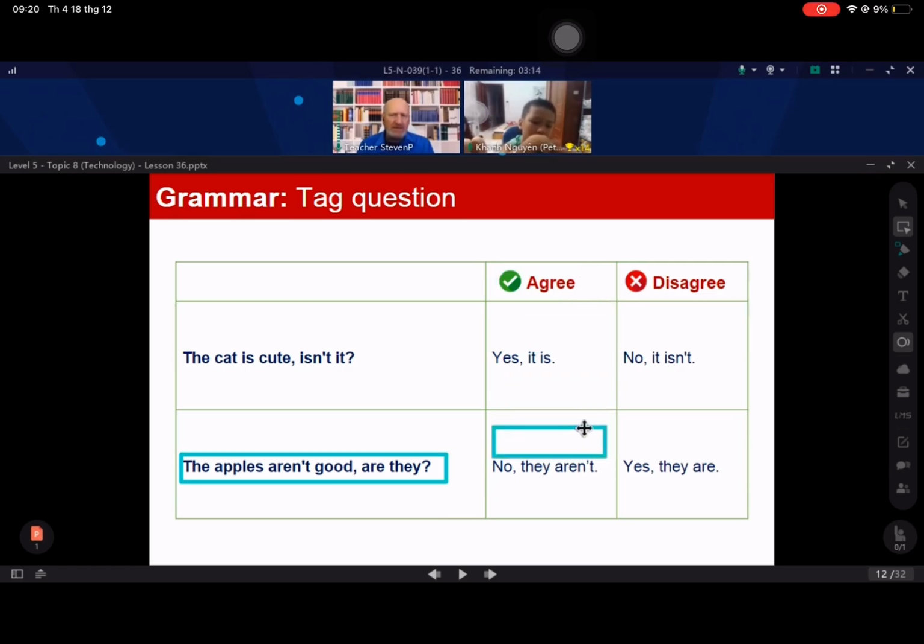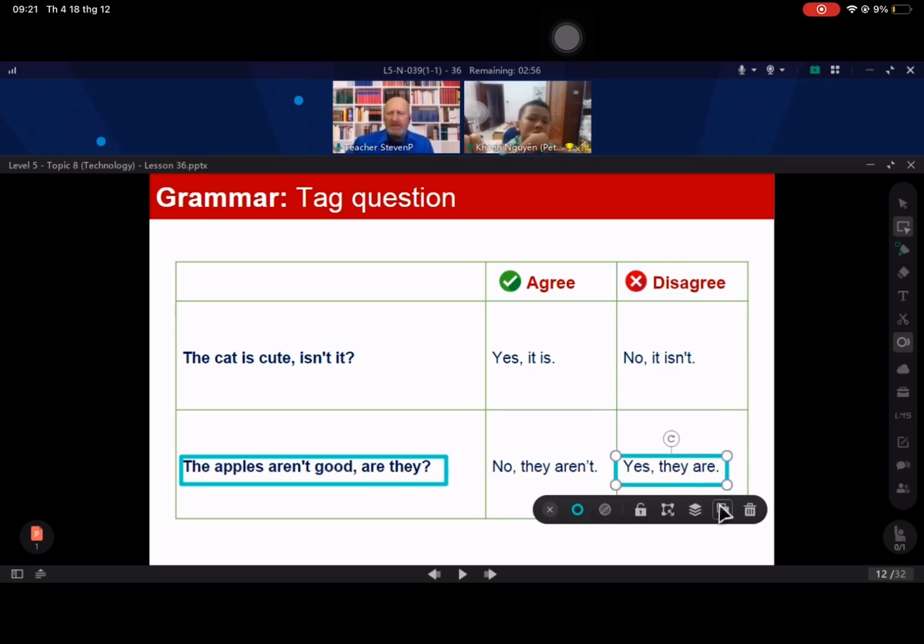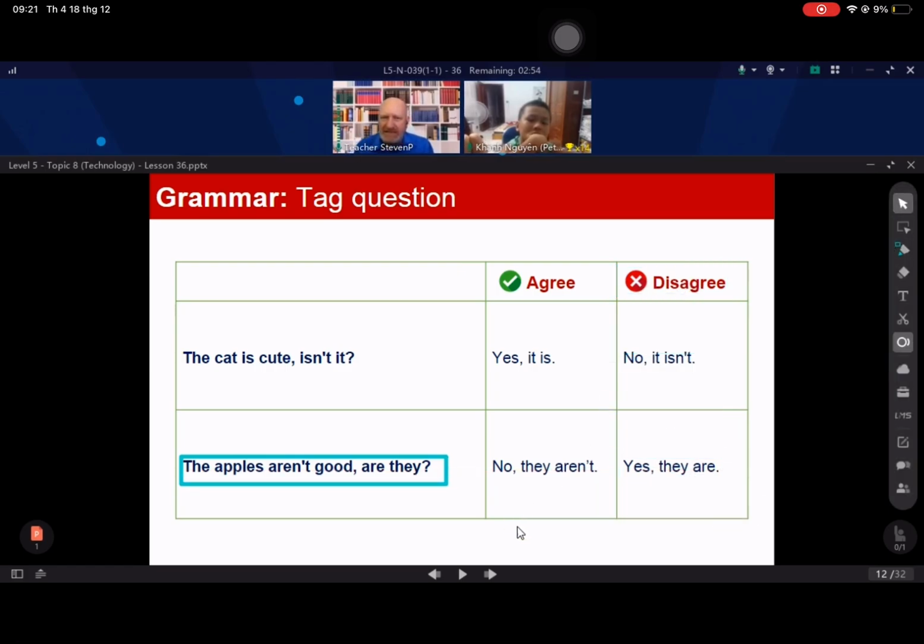Okay, and if the question is negative in the first place, the apples aren't good, are they? And you agree, then you say, no, they aren't. And if you disagree and someone says the apples aren't good, are they? Then you can say, yes, they are. Okay, so this is very difficult, Peter. Let's see if we can practice.